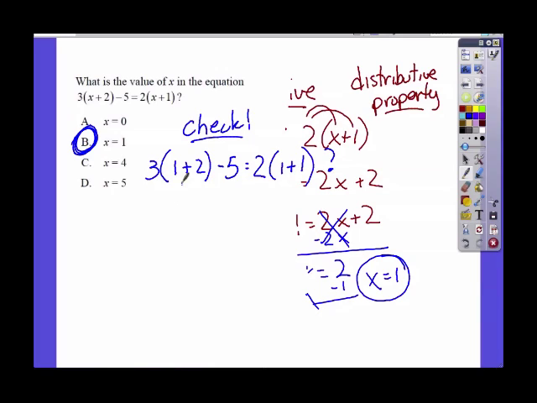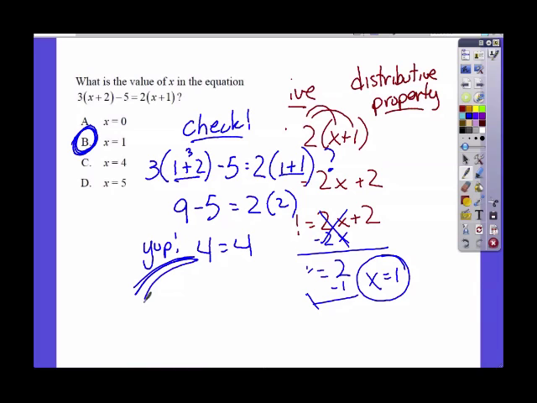Well, let's follow the order of operations. 1 plus 2 is 3. So now we have 3 times 3, which is 9. And we have 9 minus 5. In the other parenthesis, we have 1 plus 1, which is 2. On the left-hand side, 9 minus 5 equals 4. And on the right, 2 times 2 equals 4. So we can see that, yes, indeed, 1 is the correct solution.